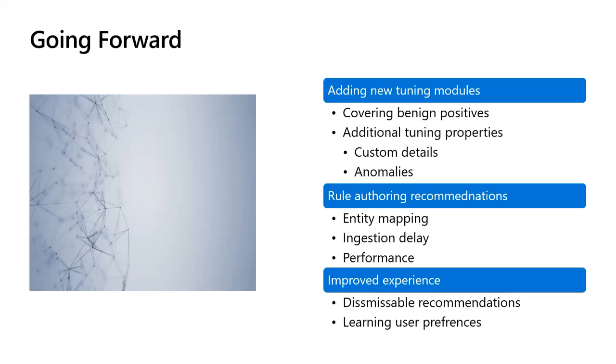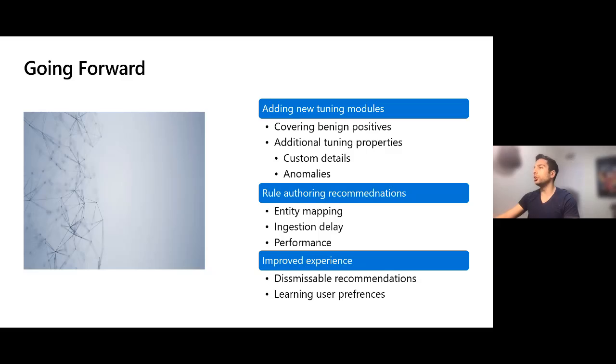So like I mentioned before, going forward, we are planning to add more and more tuning modules. Some of them will be focusing on tuning, and some of them will be focusing on making the rule more efficient. As mentioned in the slides, we are talking about covering benign positives too, looking at custom details, anomalies, and trying to make the tuning process more customizable to those properties. Even cross properties, it's something that we are taking a deeper look into.